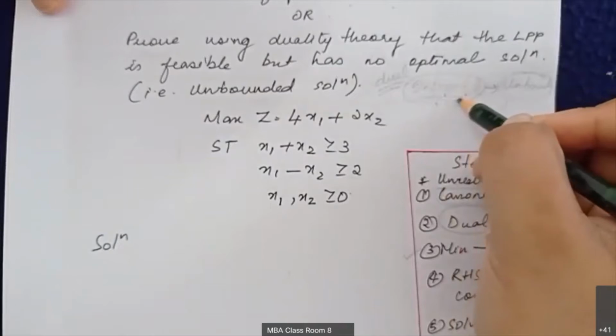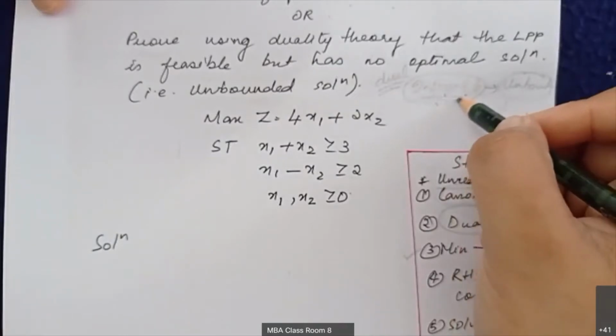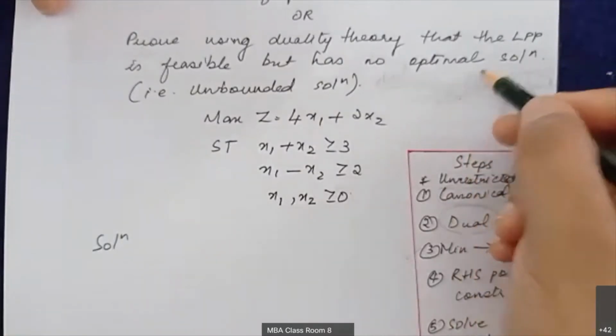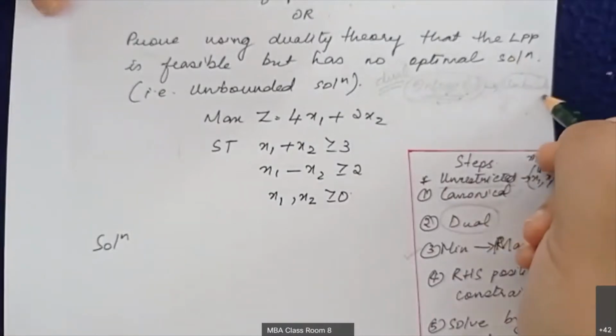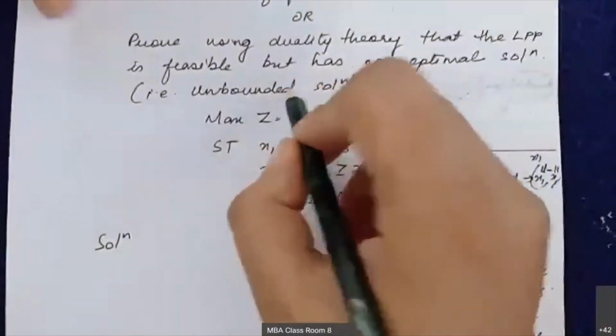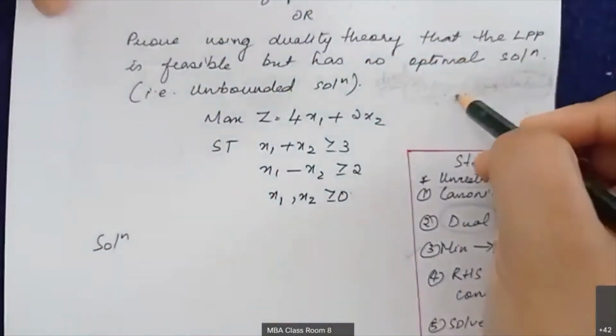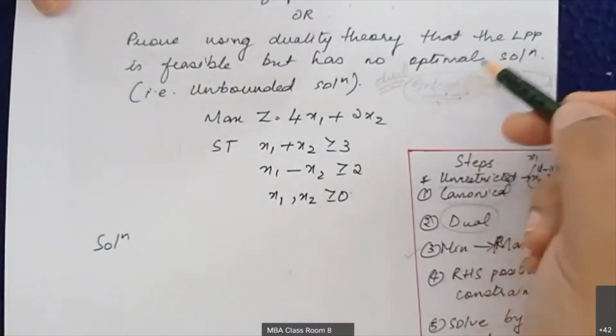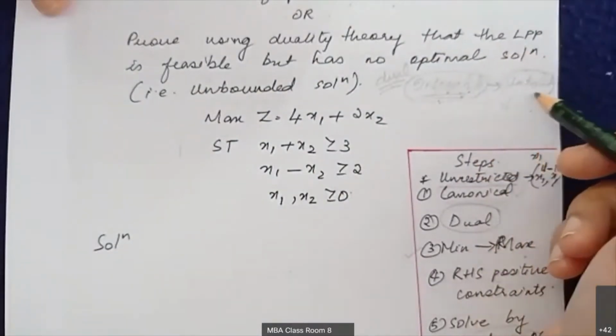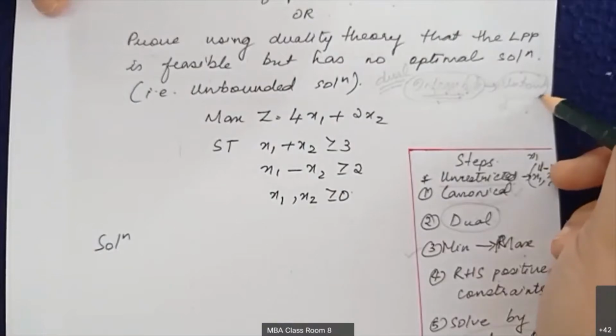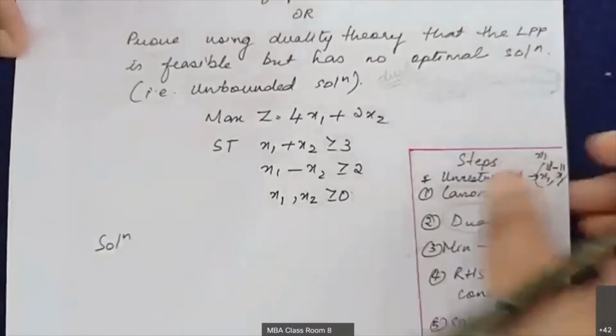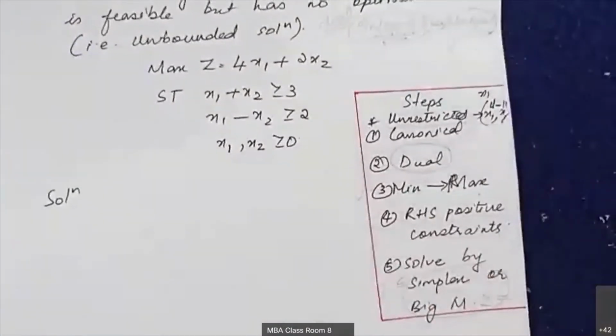Then what can you prove? According to the existence theorem, you can prove that the primal is unbounded. Okay, so that is what is asked in the question. So in the dual, you prove it as infeasible, and by the existence theorem, you can prove that it is unbounded in the primal LPP. Okay, clear? You will understand more when we solve the question.